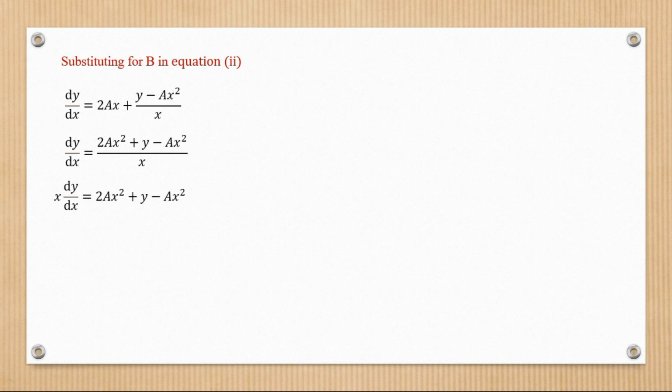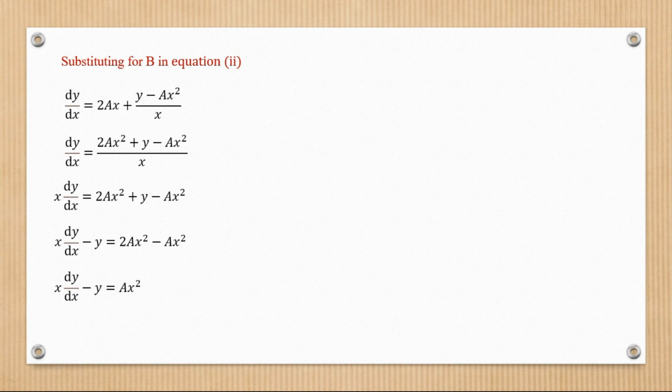Now I could cross multiply and I'll have x dy dx being equal to 2ax squared plus y minus ax squared. Now the next step is I can actually take the y to the other side and I'll have it as x dy dx minus y is equal to 2ax squared minus ax squared. Now I can see that these two values are similar, so they can subtract each other and I'll have it as ax squared.